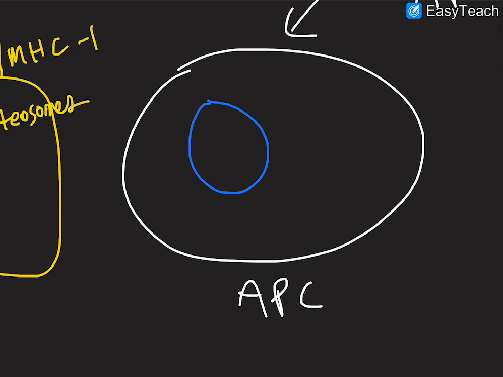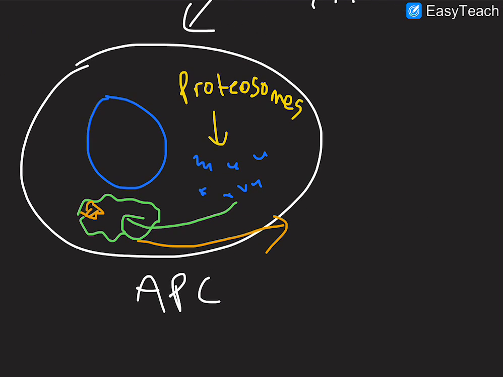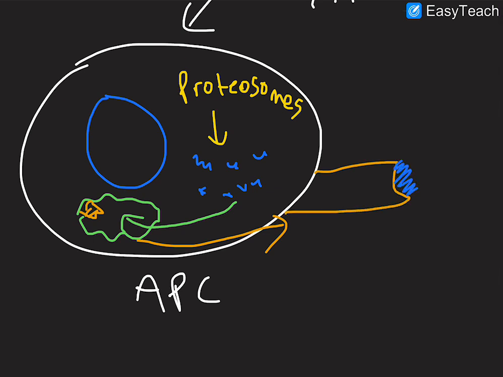this virus can get degraded by proteasomes in the cytosol of our antigen presenting cells, which can lead to many different viral peptides. Now these viral peptides can go into the endoplasmic reticulum and get processed and put onto MHC1 molecules, which are inside our endoplasmic reticulum. And then from there, we can express that on the cell surface. So we're going to have our MHC1 here and our viral peptides here.